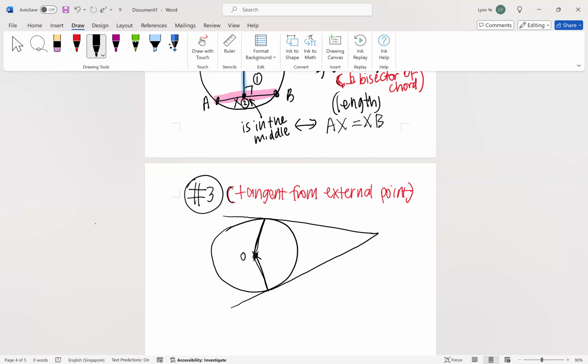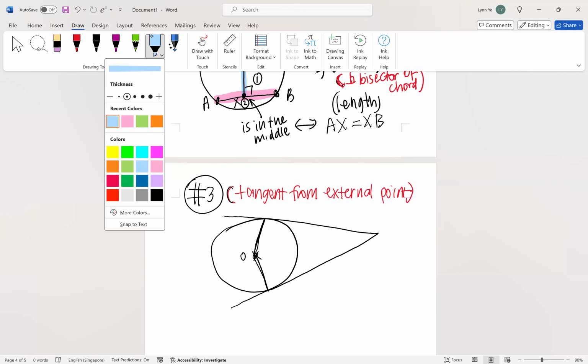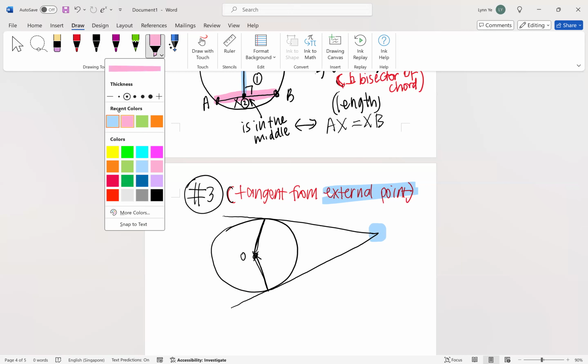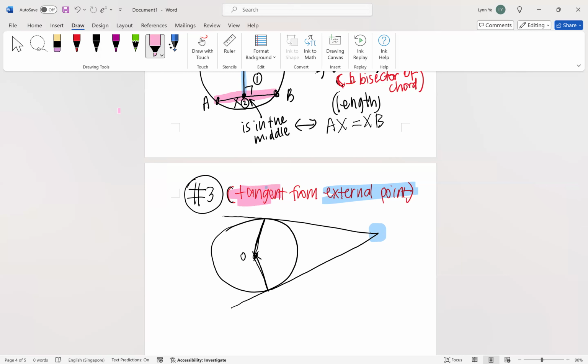Okay, guys. Next, we're going to learn this property called tangent from external point. Look here. Pens down, very important. This is in blue. This is the external point. Remember just now we learned about tangent. The tangent is in pink. How many tangents do you see? There are 1 and 2.